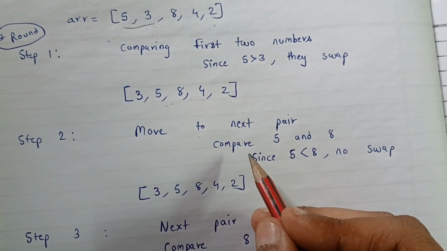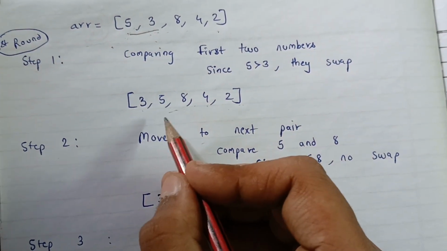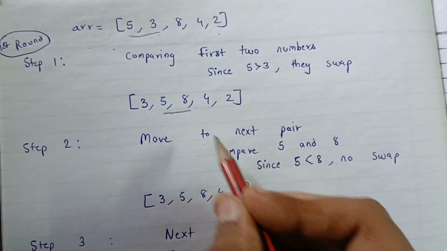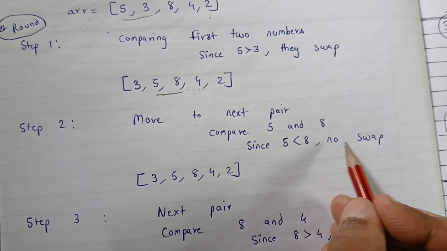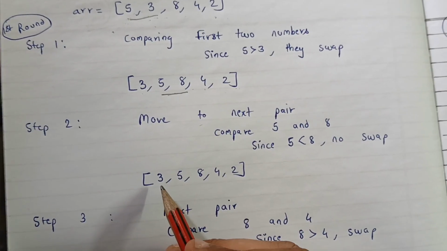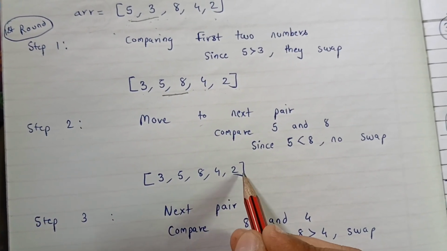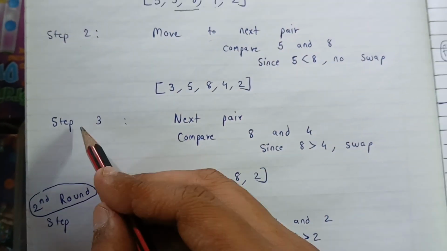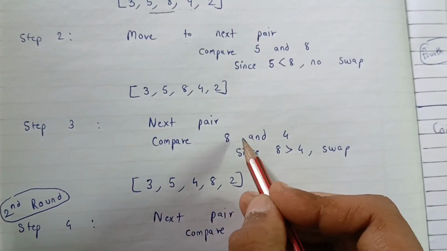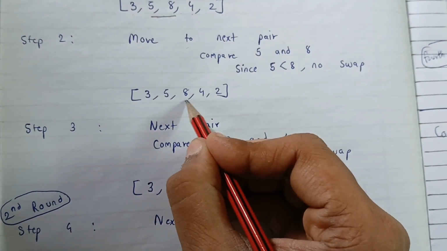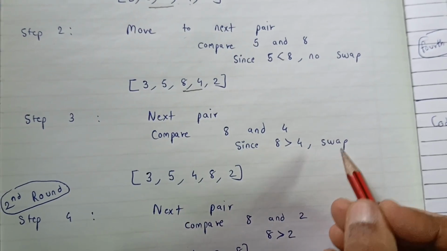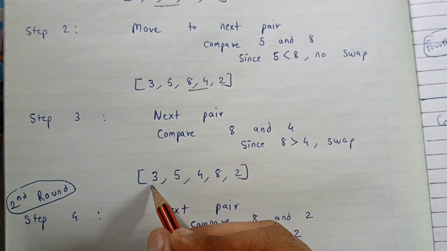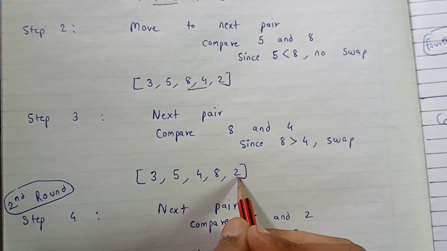Move to the next pair, compare 5 and 8. Since 5 is smaller than 8, no swapping will be there, and that will continue as 3, 5, 8, 4, 2. Now we'll move on to step 3, the next pair, comparing 8 and 4. 8 is greater than 4, so obviously the swapping will be done, and the new array will be 3, 5, 4, 8, 2.